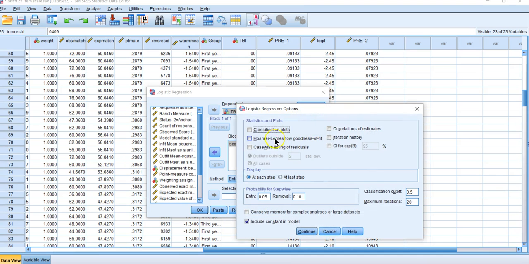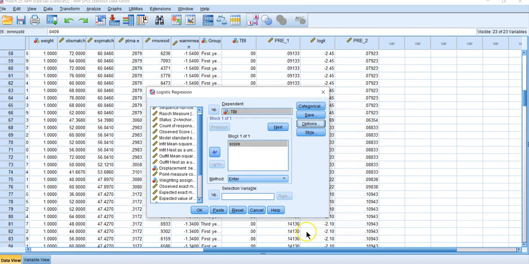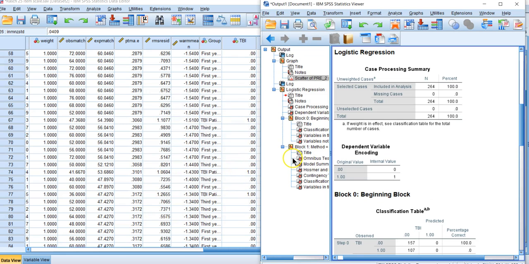Okay, under options, what do we have? We can test the goodness of fit. It's probably not a bad idea. And let's leave it at that. Okay. So what do we get?